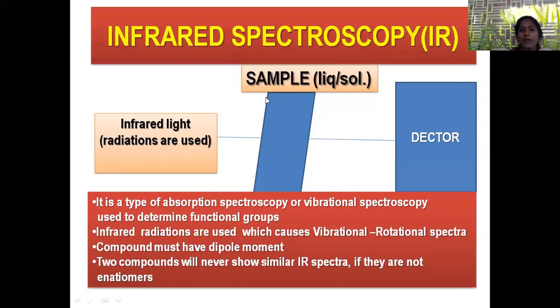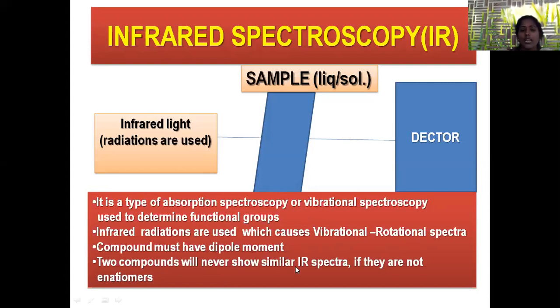And in IR spectroscopy, what happens? Infrared light falls on the sample, liquid or solution, finally used to detect that molecule. Okay, so it is a type of absorption spectroscopy. How much light is absorbed by the molecule we are going to determine. Especially functional group identification is possible by using IR spectroscopy. Always in IR spectroscopy, absorbed light causes vibrational and rotational changes, and always there is a change in dipole moment. When the dipole moment changes, then only the molecule becomes IR active.